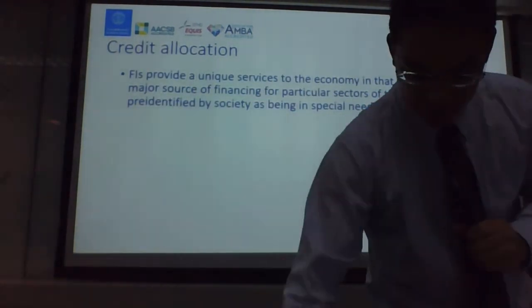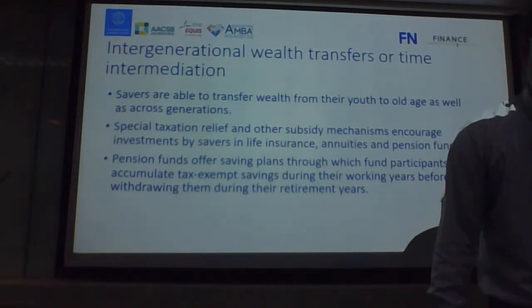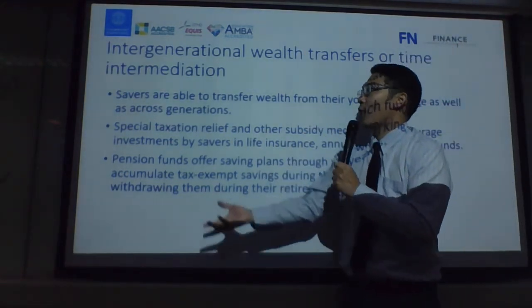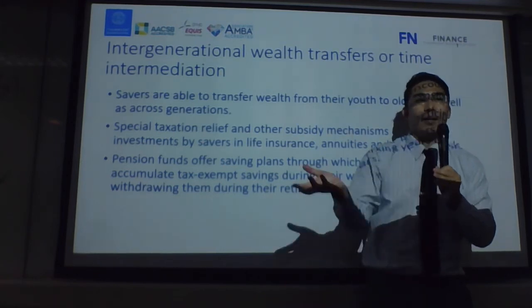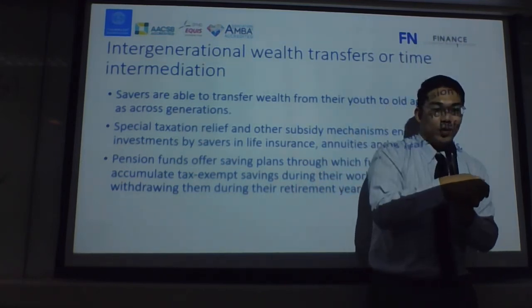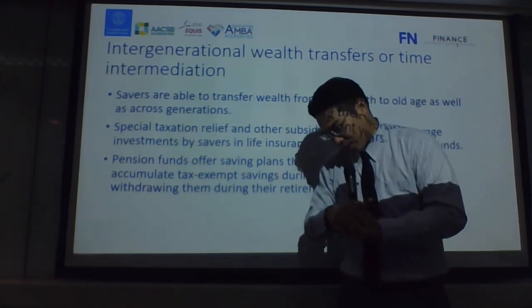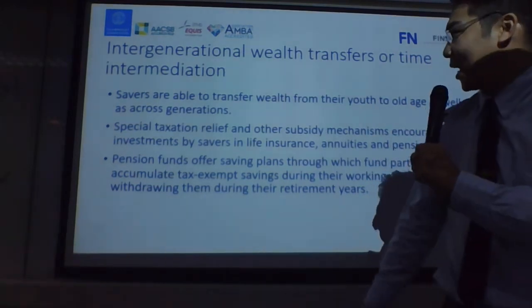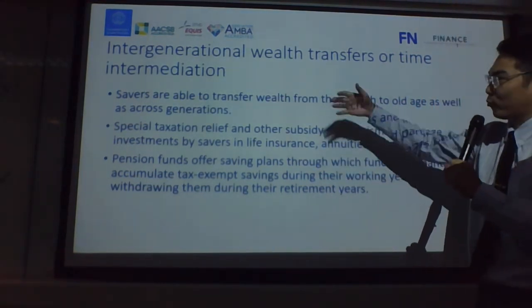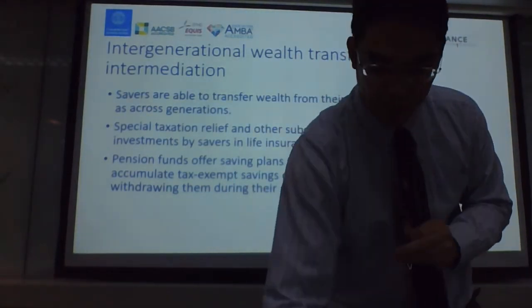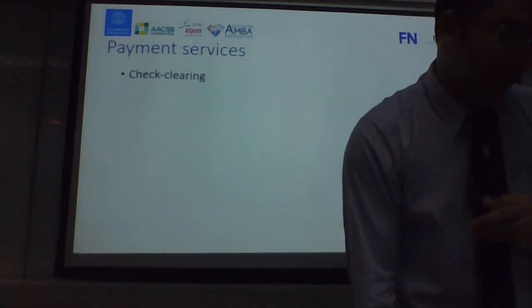Credit allocation, this one I will skip. Now, intergenerational wealth transfers. When your parents would like to deposit money for you, they can use the service from the bank. They can deposit the money in the bank, and you can use the money from them. Someday when they are no longer in this world, you can have the money from your parents because the bank will keep it for you. We call this intergenerational transfers.